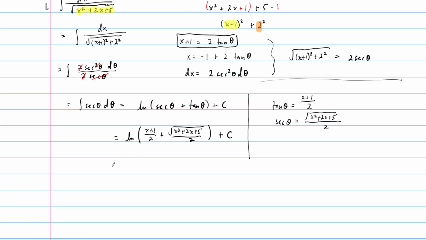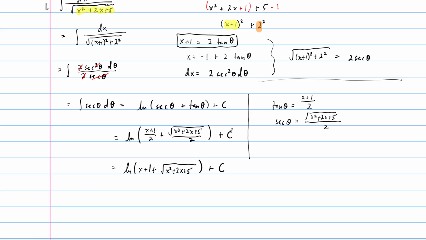So I'm going to do one more step, and I'm going to be a little crazy about it, because you can combine these fractions and then apply a log rule, right? When you apply the log rule, it's the log of the numerator minus the log of the denominator, but then the denominator is going to be just log of 2. So that can get wrapped up with our plus c, and we can write this answer as natural log of x plus 1 plus the square root of x squared plus 2x plus 5, plus a constant.